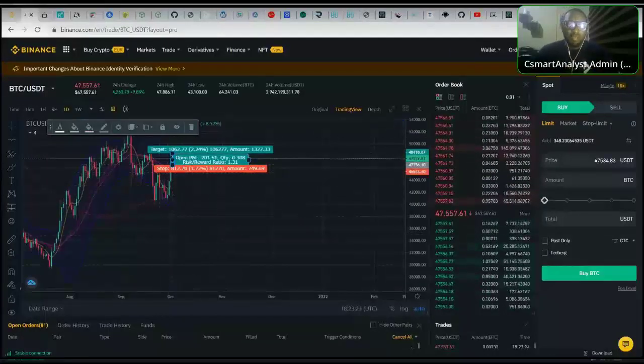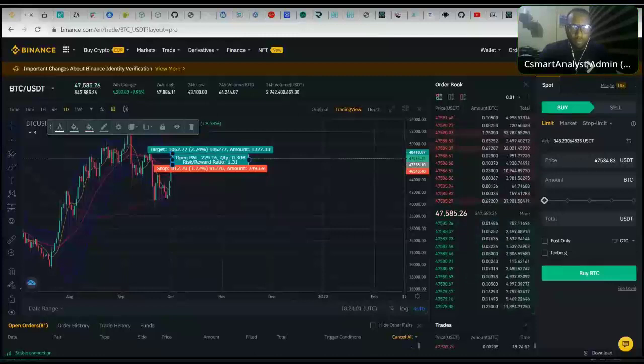Let me type it on the group. I'm typing it right now. When you see SL, when you see T or TP, it means target one. It might be T1 or TP1. That is target one. When you see SL, that means stop loss. When you see E, it means entry.